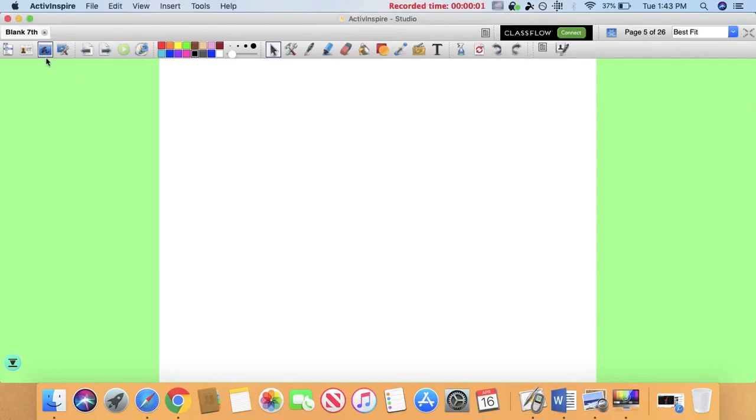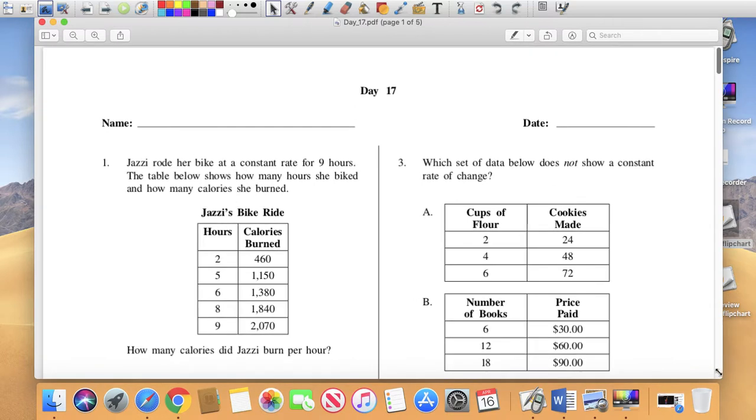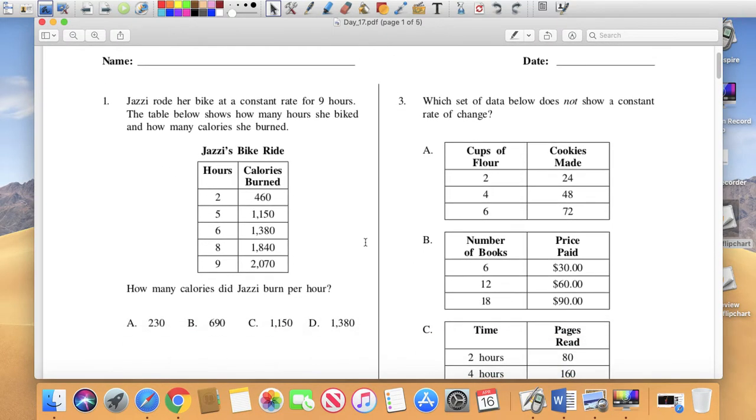This is day 17. Question number 1. Jazzy rode her bike at a constant rate for 9 hours. The table below shows how many hours she biked and how many calories she burned. How many calories did she burn per hour?